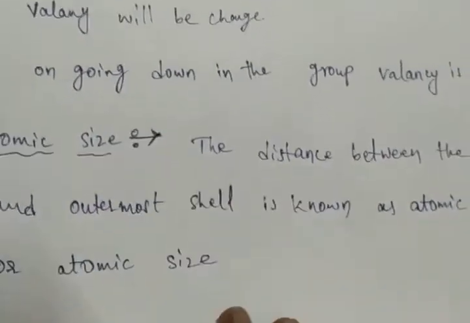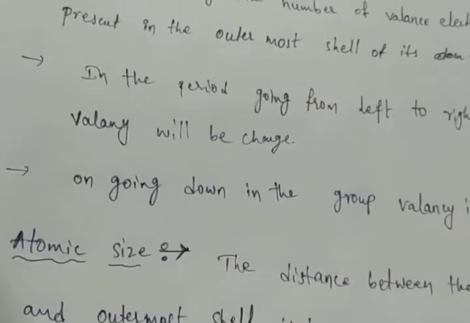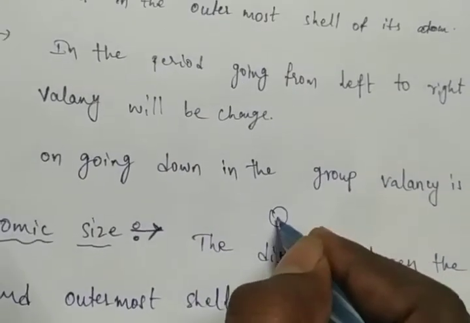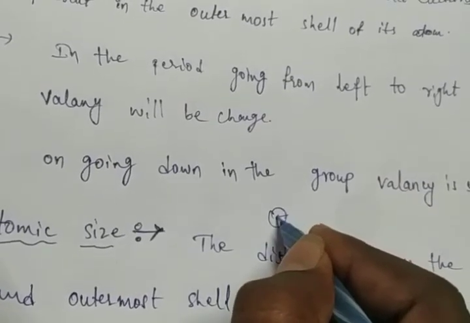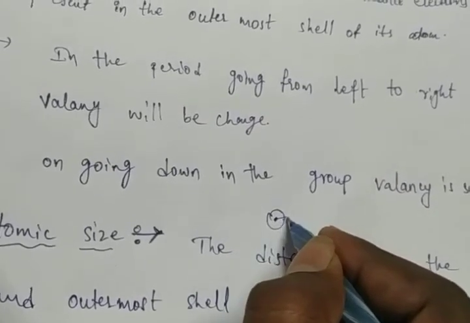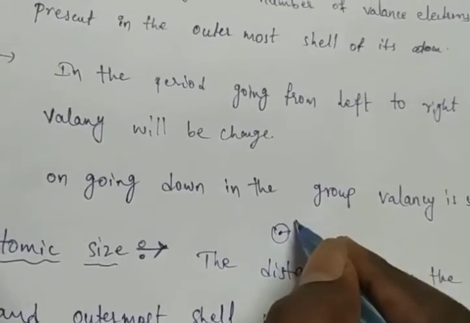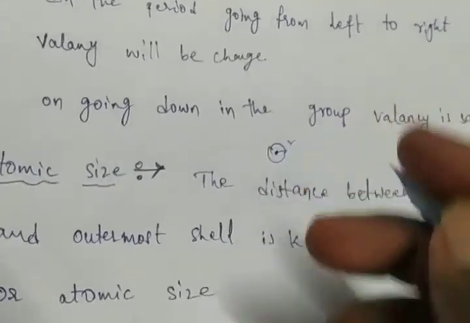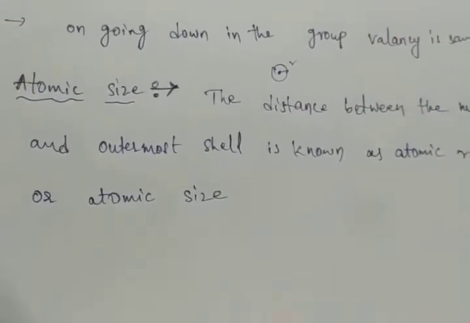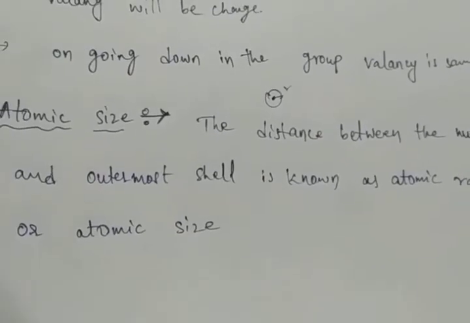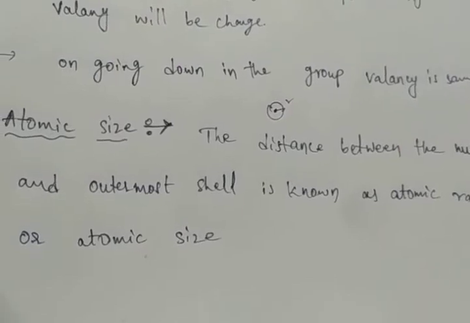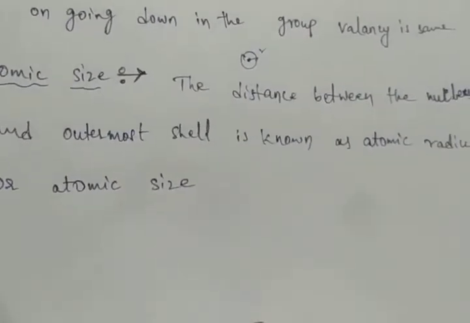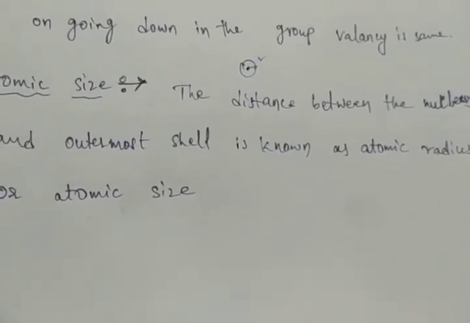Okay, atomic size or atomic radius. What is the atomic size or atomic radius? Suppose this is the atom. Okay, this is the center of the atom, the nucleus, and this is the outermost shell. The distance between the center of the atom, that is the nucleus, to the outermost shell is known as atomic radius. It is indicated by small r. In the group and period, how will atomic radius or atomic size change?